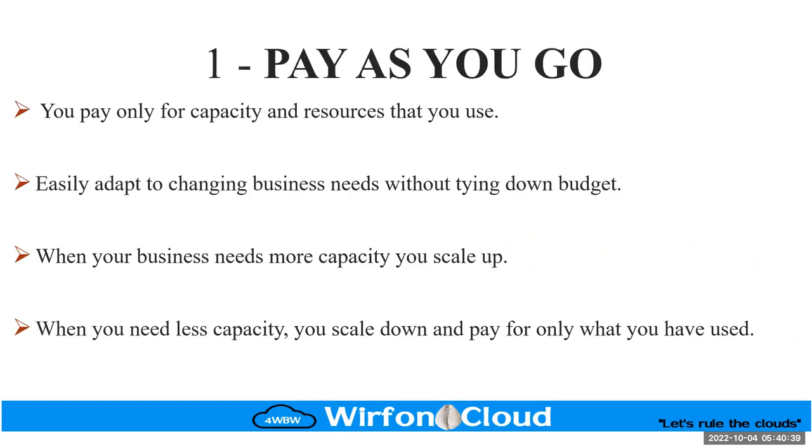So let's take the first one, pay as you go. You pay only for capacity and resources that you use. And when you do that, it means that you're not tying your money somewhere, so you can easily adapt to things that are changing. For example, if you want to do a business, you tie down all your money, and if there is something to change, you've already bought things in that office. But in this case, you just rent the services in the cloud, and if some other thing comes up that you need to do, you just go ahead and do it. You have not tied your money down because you just pay for what you use.